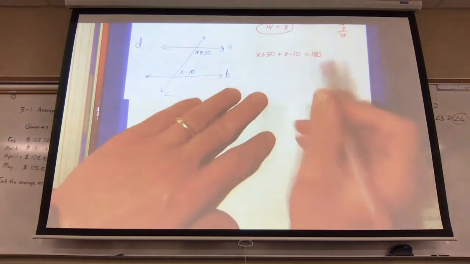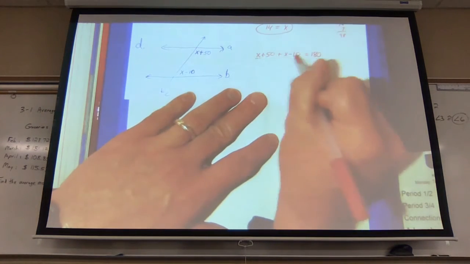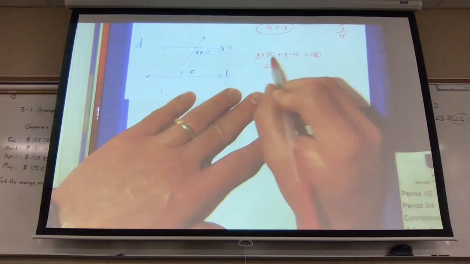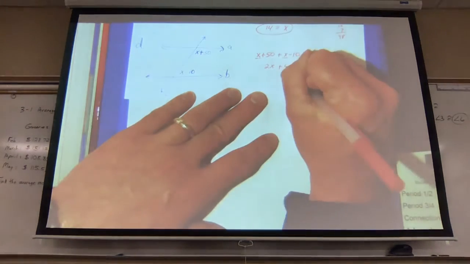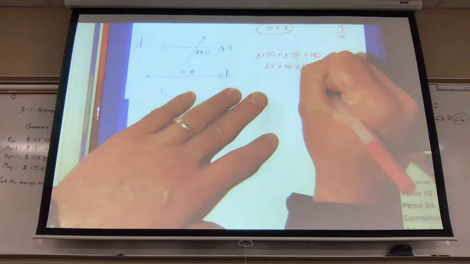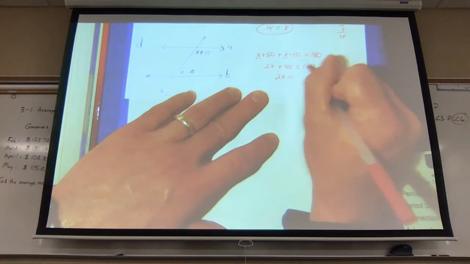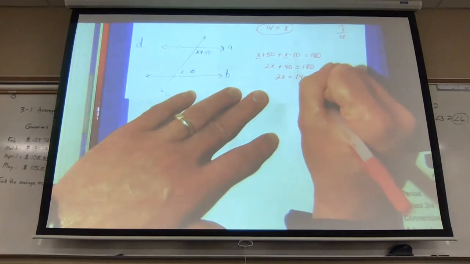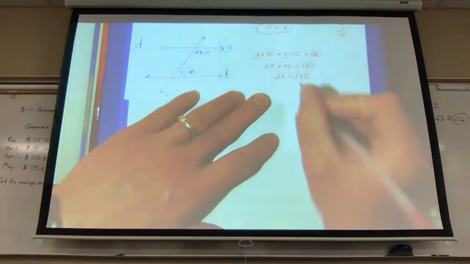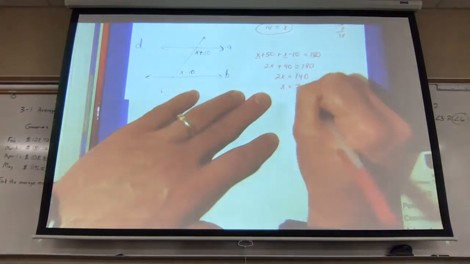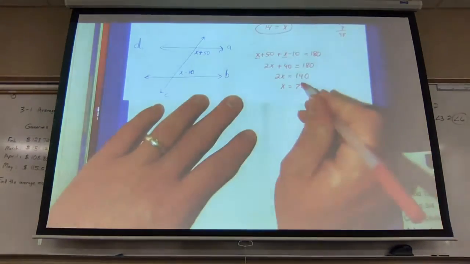On this equation, we've got to do some combining of like terms first. x and x give you 2x. 50 minus 10 is 40. I'm going to subtract 40 from both sides. That gives us 140. And 140 divided by 2 is 70. So x is going to be 70.